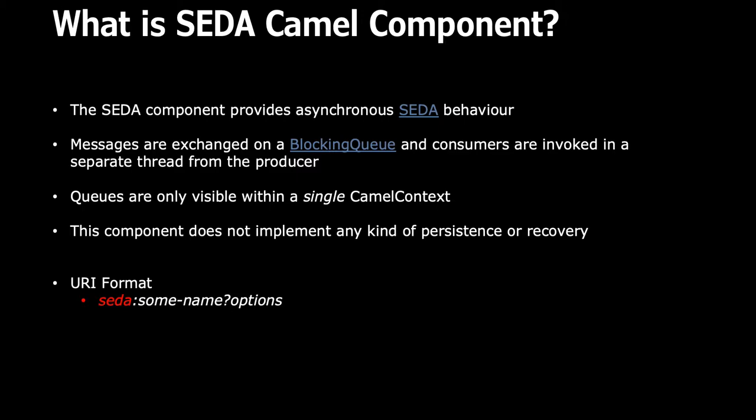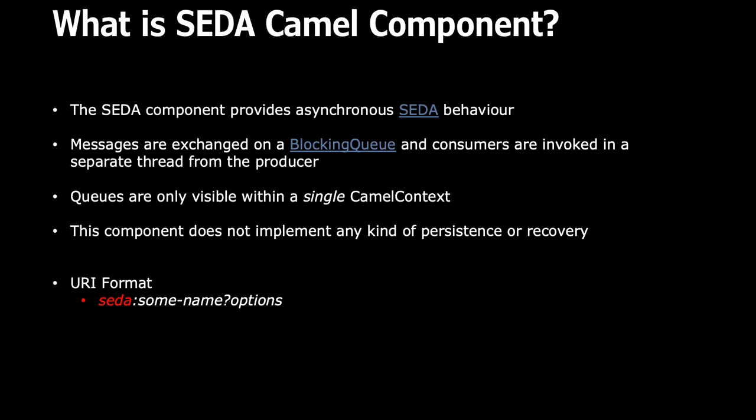This component does not implement any kind of persistence or recovery. What it simply means is if you are running a SEDA route and your system crashes, all the processing happening on that SEDA route, i.e. all the queues which are storing the messages waiting to be processed, you will lose all those messages. If you would like to have some sort of persistence or recovery mechanism, you have to use some sort of messaging system or JMS. This is quite important to note over here.